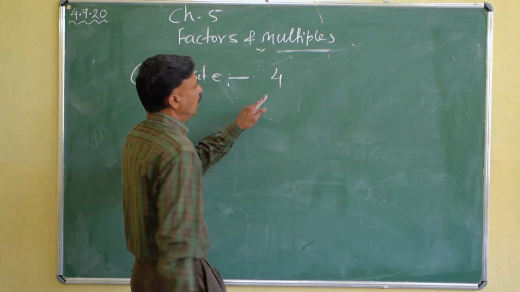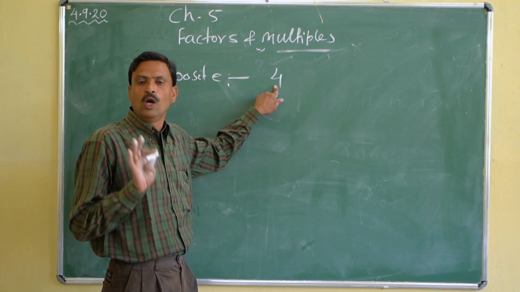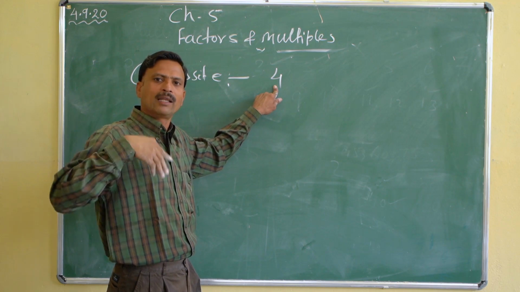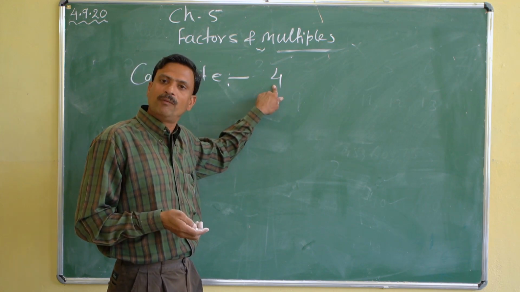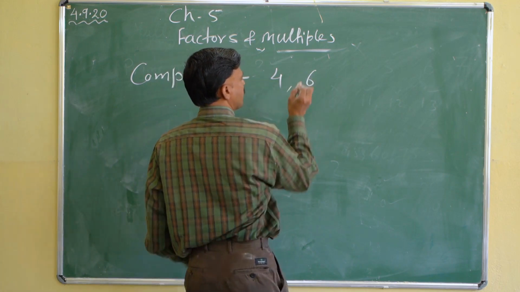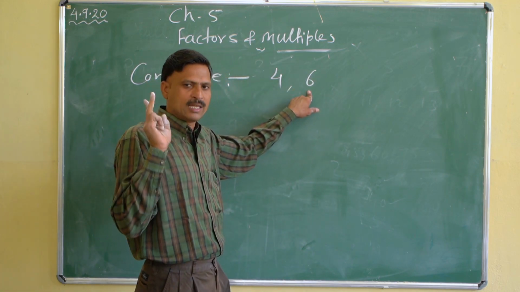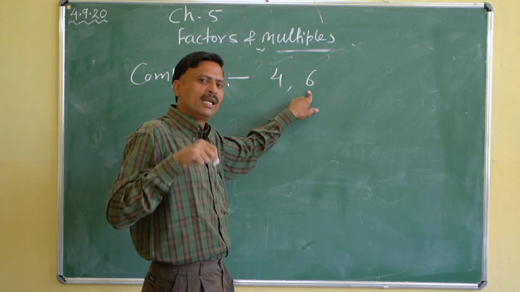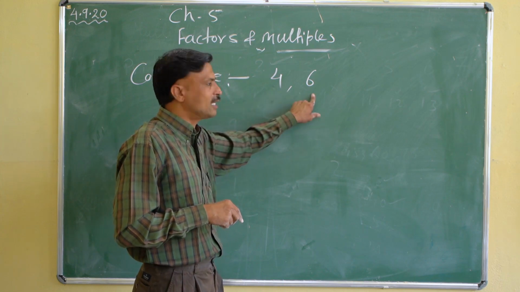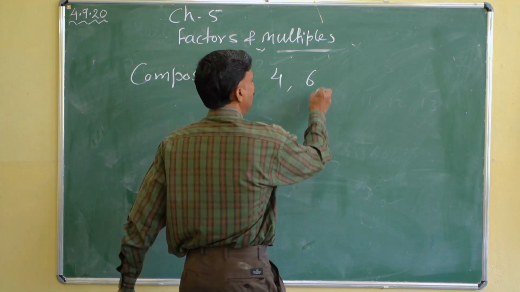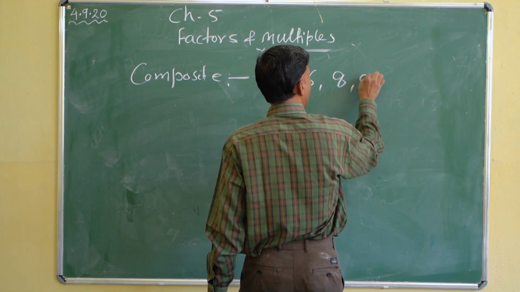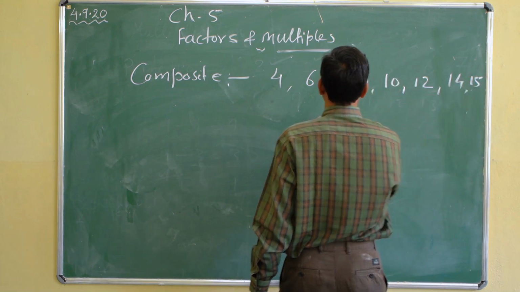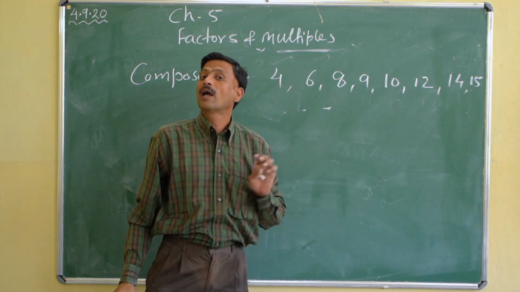For example, 4. The factors of 4 are three factors: 1, 2 and 4 itself. That's why 4 is a composite number. 6 is divisible by 1, by 2, by 3 and by itself, so it has more than 2 factors. So these numbers are called composite. Similarly, you will see 8, 9, 10, 12, then 14, 15 and so on. All these numbers are called composite numbers.